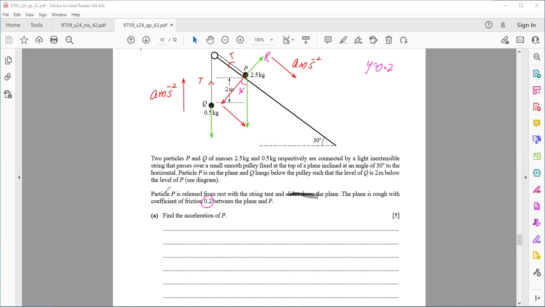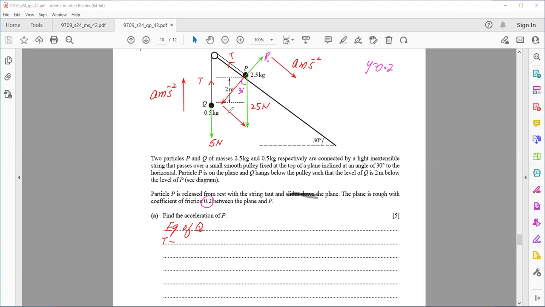Now we have to find the equations. So particle Q is moving upward, so first of all, I will make the equation of Q. What should be the equation of Q? That is very simple. The equation of Q will be: T, the forward force, minus the backward force. The weight of this one is 5 Newton. Similarly, the weight of this one is 25 Newton.